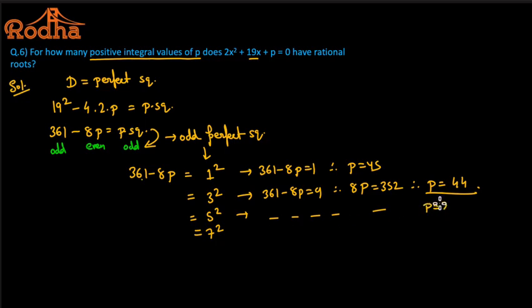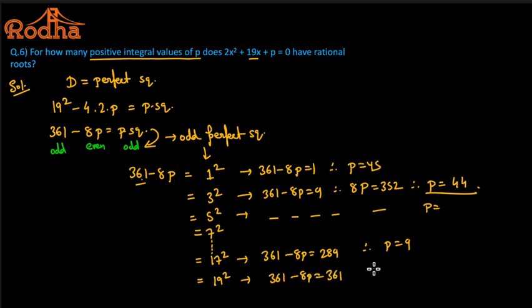So at what point should I stop? When p is not a positive integer. Obviously 361 is 19 square. So I am fine till 17 square, that is equal to 289. 361 minus 8p is equal to 289. Therefore 8p is 72, therefore p equals 9. Fine with this. But the moment it becomes 19 square, that means 361 minus 8p is 361, and now p will be equal to 0. And after that p will become negative.